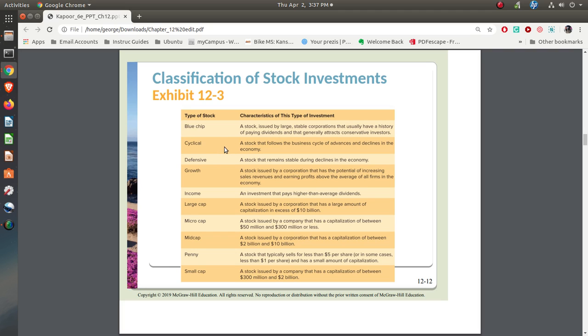So if the business cycle is on an upward trend, that stock will go up with the economy. It'll be rising in value. When the economy goes down, it'll go down in value. A defensive stock is one that remains stable throughout declines in the economy. So, for example, you might be talking about electric companies or something along those lines.